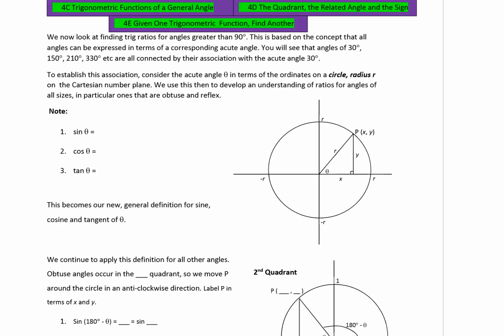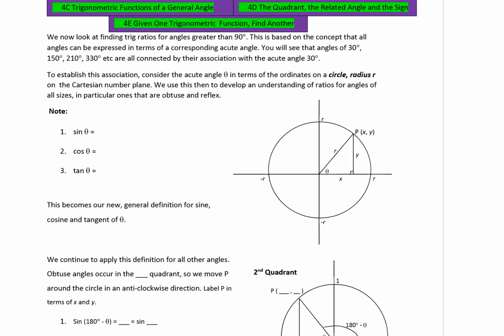As you can see here, I've grouped together exercise for C, D and E because they're all obviously very much related. So we start off looking at trig ratios for angles greater than 90 degrees, and what we're going to see is that all angles bigger than 90 degrees can be connected back to an acute angle.